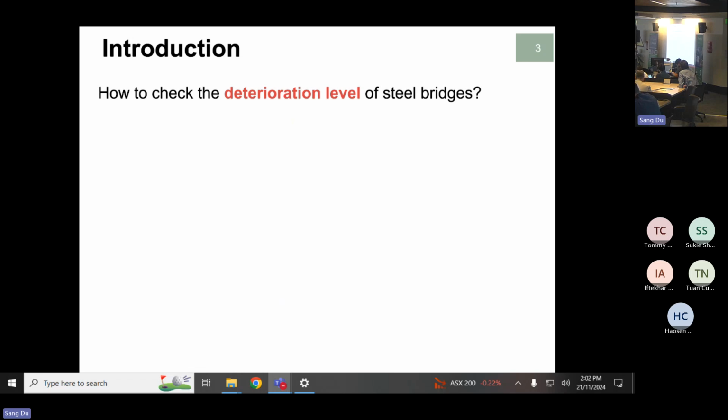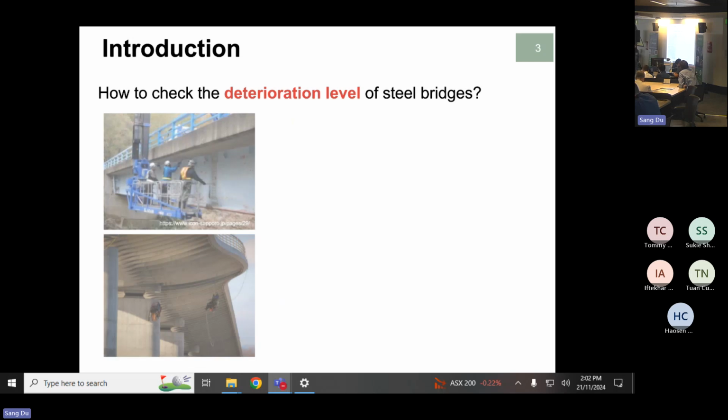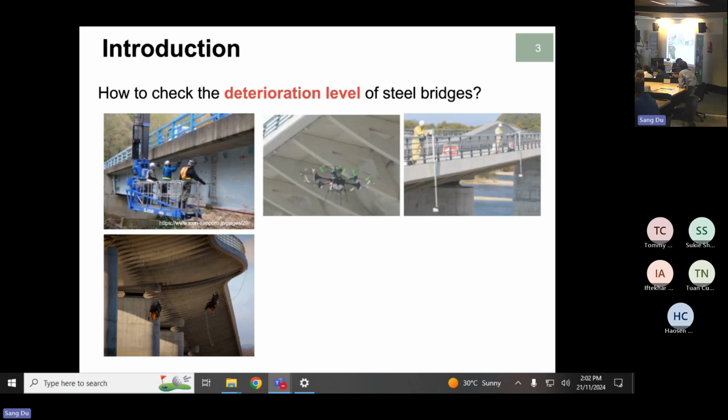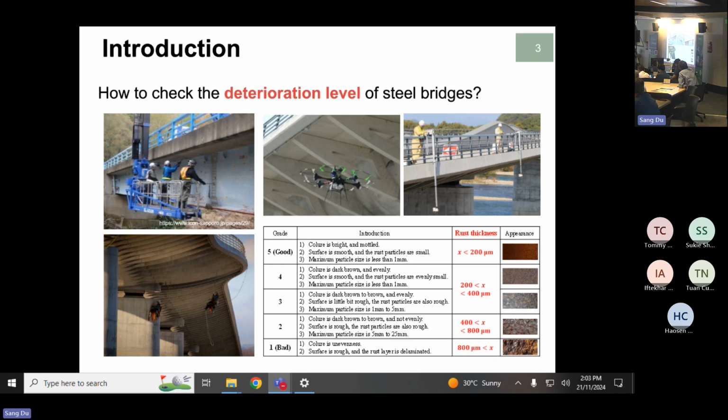So when we would like to check the deterioration level of steel bridges, how do we check it? Usually we do the inspection by human eyes, close to the bridges. Nowadays we use some robotic technologies such as drones or robotic cameras. For example, in Japan we have criteria for the corrosion level of weathering steel bridges, based on the rust thickness and appearance.